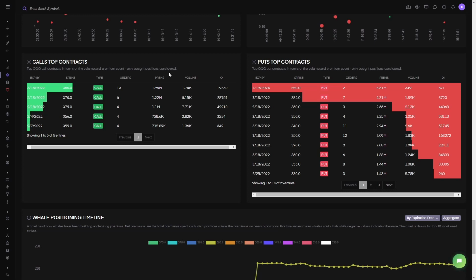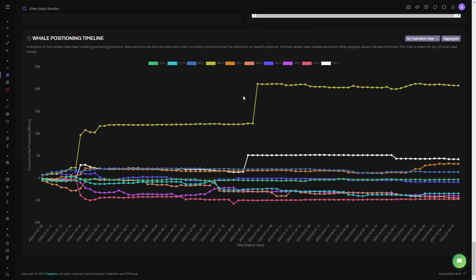I like to keep it more towards expirations that are in this half of the year. Something like this is for 2024, for a 550 strike, so deep in the money, so far out. It's not really something I'll pay attention to. I'll take note of it, but don't really care. And then this is a whale positioning timeline, which is so cool. You can see what premiums are being spent and what contracts are being bought.